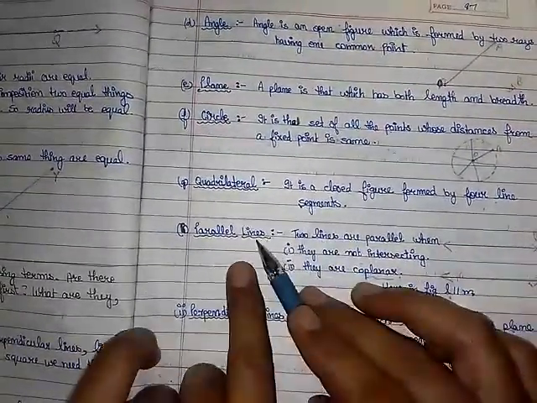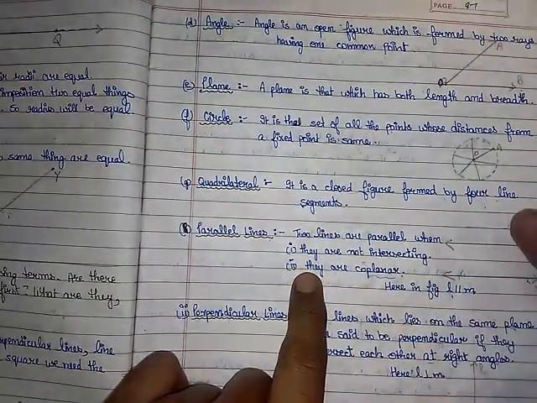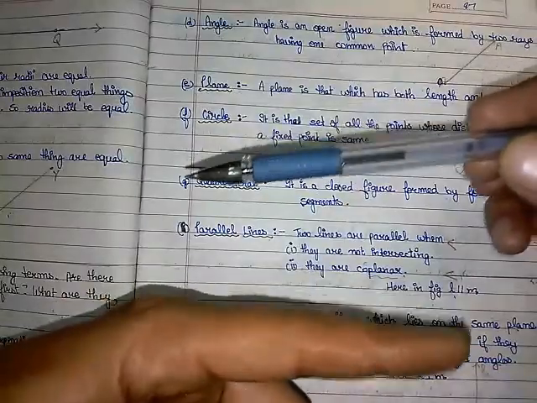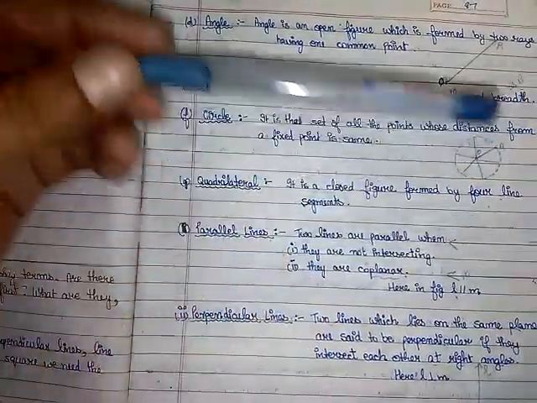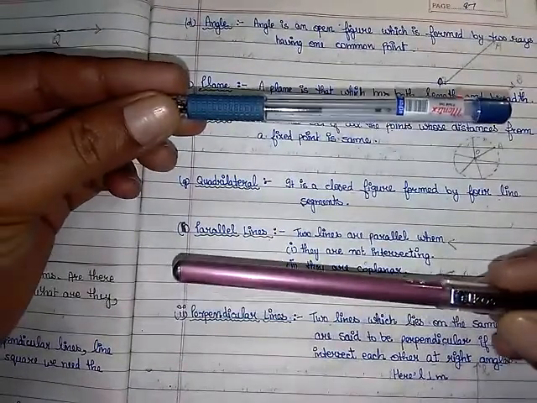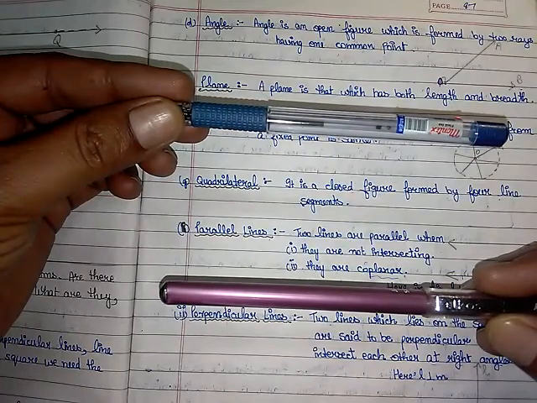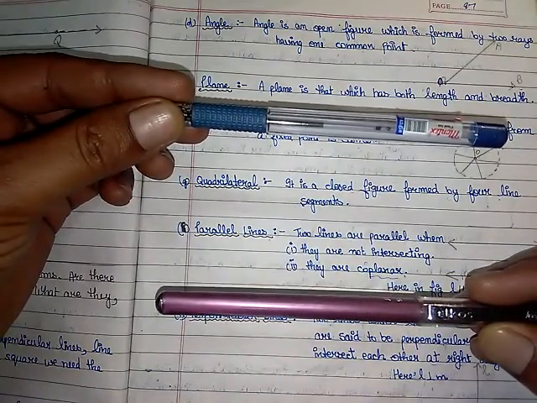So after that, parallel lines. Two lines are parallel when they are not intersecting. Simply we can say practically, if the two lines are going like this, then they are called parallel lines. Suppose we have these two lines, you can see here, these look like parallel lines. They will never intersect each other. And the second point they have written, they are coplanar.